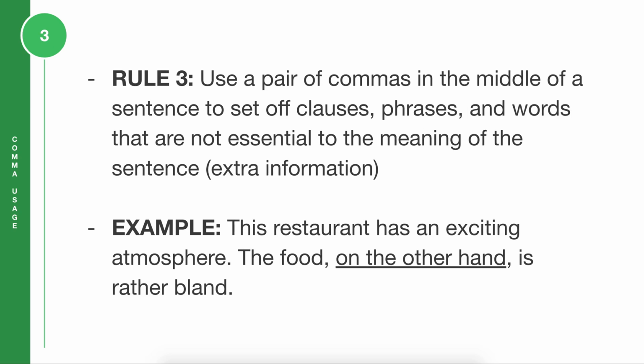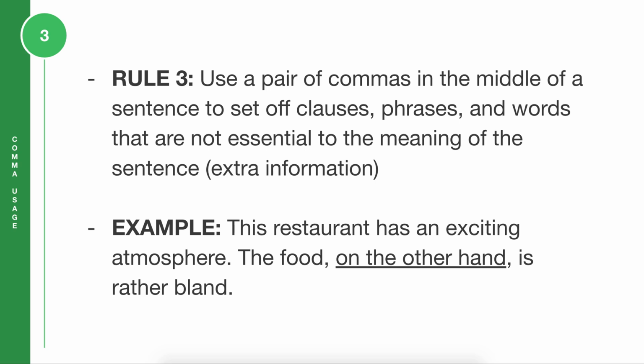Rule number 3. Whenever you have extra information that is added to the middle of a sentence, you are going to use a pair of commas to offset that extra information. So here's our example. This restaurant has an exciting atmosphere. The food, on the other hand, is rather bland.